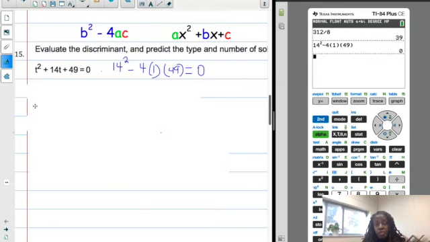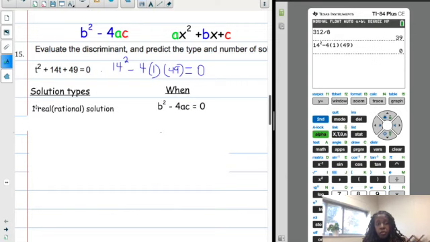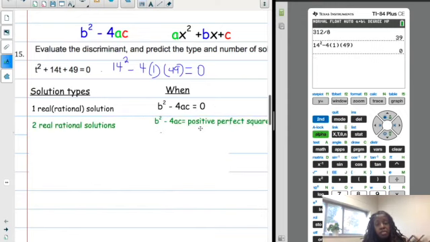Let's review all the things that could happen. These are the solution types, and this is what happens when. So you get one real rational solution when the discriminant equals 0. Now in your book, it doesn't stress the idea of it being rational, but it is because you can write it as a fraction. You get two real rational solutions if it's a positive perfect square.